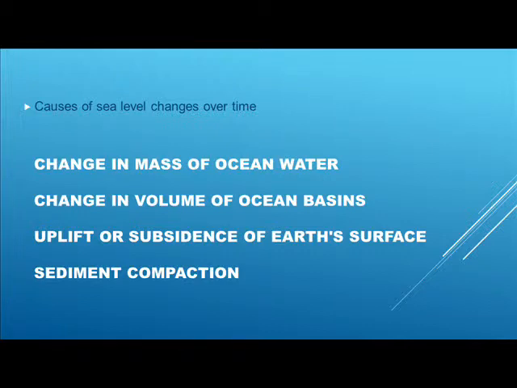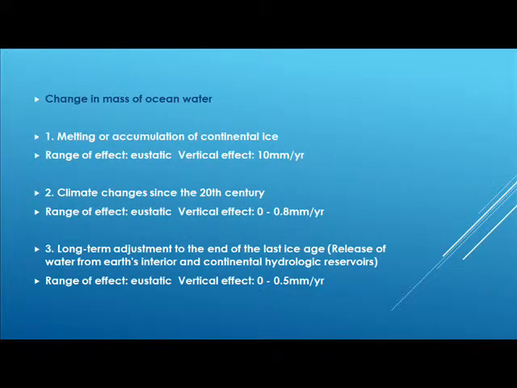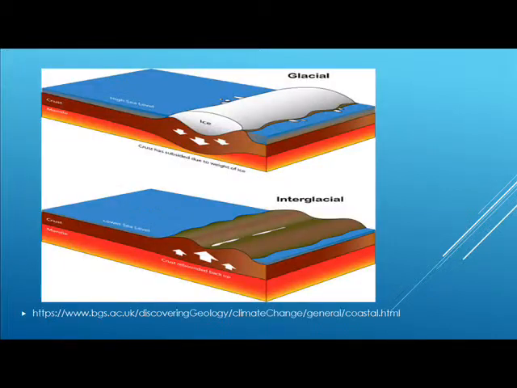Over geological timescales, changes in the shapes of water basins and in land-sea distribution affect sea level. In addition to global changes, local changes in sea levels are caused by tectonic uplift and subsidence. We see that changes in the mass of ocean water play a major part, which include melting or accumulation of continental ice, climate changes since the 20th century, and long-term adjustment to the end of the last ice age.